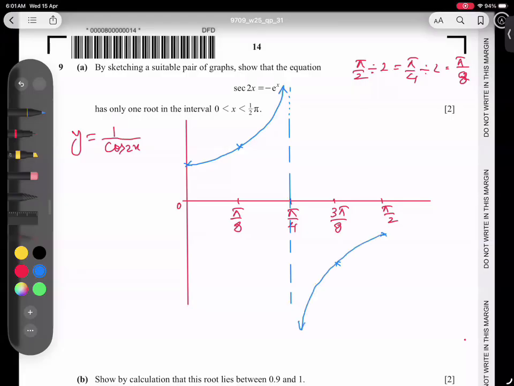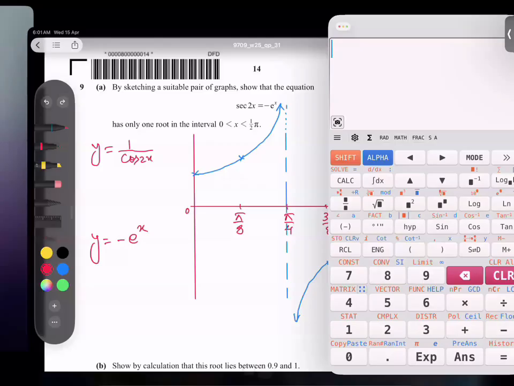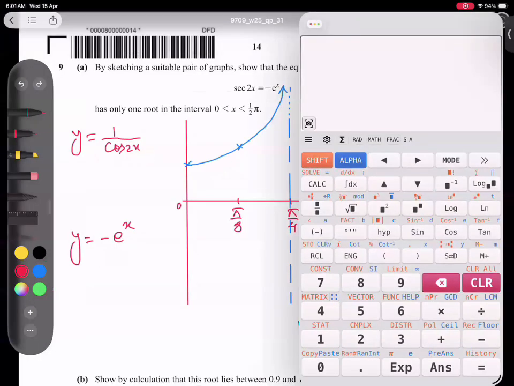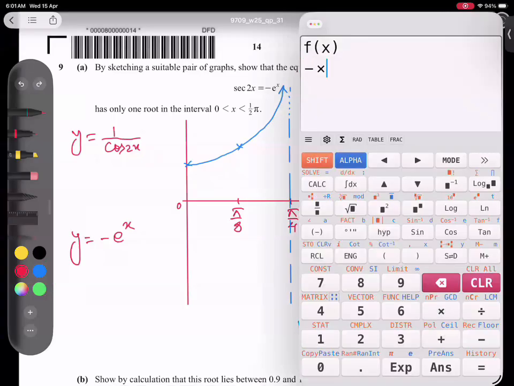Okay, now this is done. Let's talk about the other graph. So y equals negative e to the power x. Because here there is no problem of infinity or anything else, I can type this in the calculator. I use the table function, you know very well, and I just type negative times exponential e to the power x.